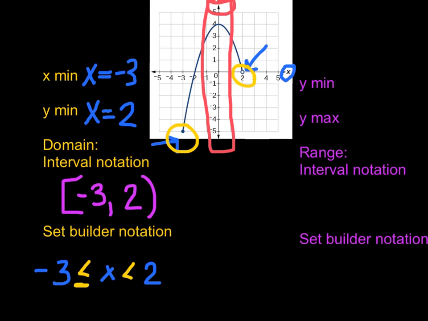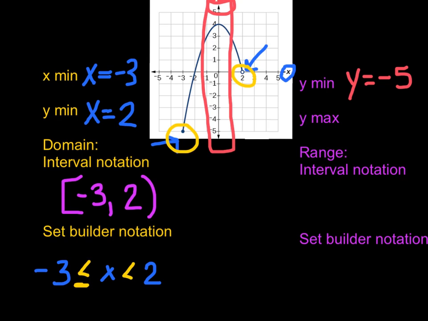And I want to say, what's the y min? What's the lowest this graph goes? Well, if I get to this point, can you go any lower than this point? No, the graph stops there. So if I look to the right on the y-axis, I would say my y min is y equals -5.